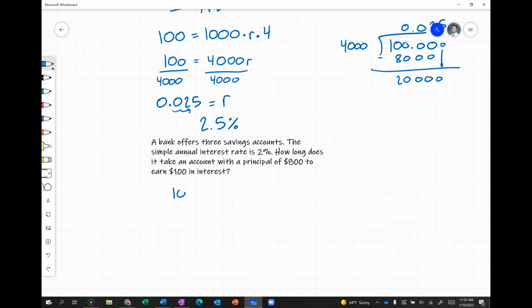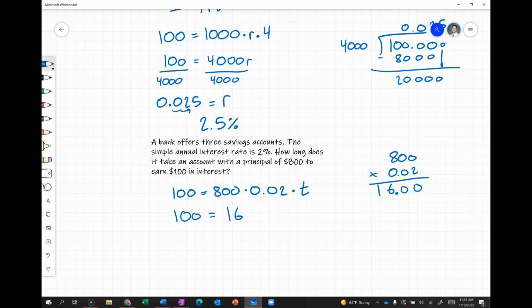So we have I is 100 equals P is 800 times R, that's 2%, so 0.02 times T. So we can do 800 times 0.02. We're going to get $16. Right? In other words, it's earning $16 every year. We want to know how long it's going to take to earn $100. So we divide both sides by 16 to solve for T.